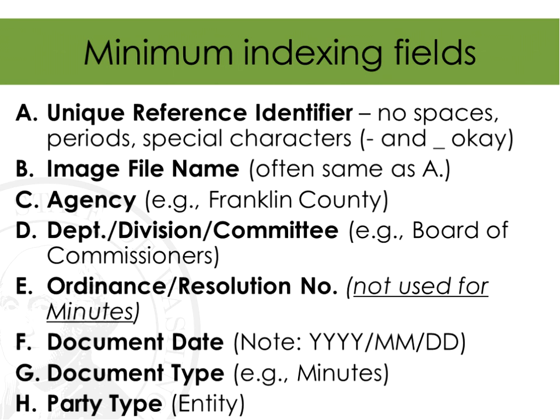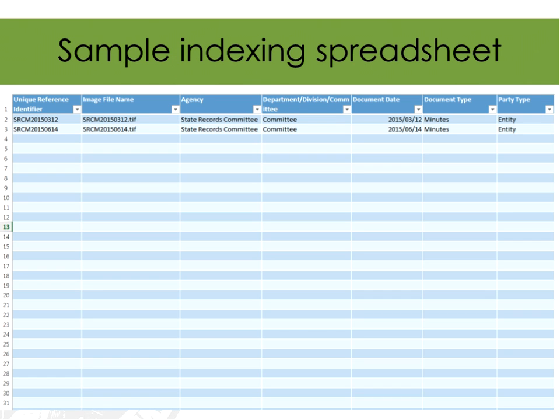Document type is another one of those fields that's going to be like column C and column D, that's going to be the same throughout your indexing document. So that's going to say minutes or ordinances or resolutions all the way down in that column. And similarly with party type, for the types of bodies that we're talking about transferring here, the party type is just always going to say entity. So you put that in the first line, and you can copy and paste all the way down for that column.